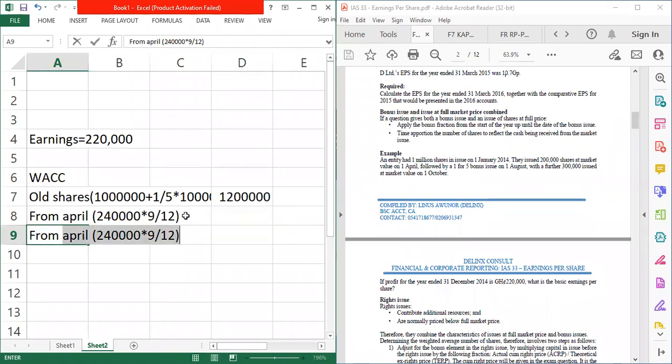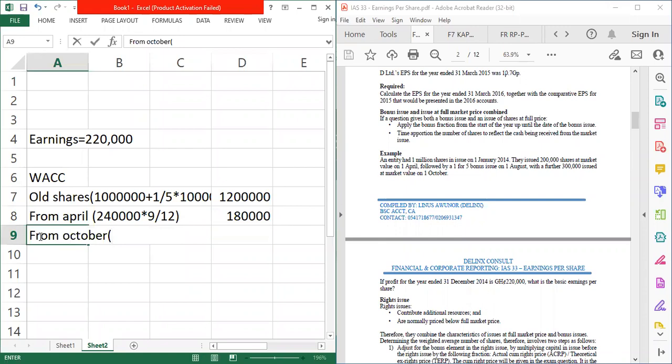$180,000. Are we okay with that side? Yes, sir. From October, would the bonus issue affect this? No, because the bonus issue is done on existing shares.